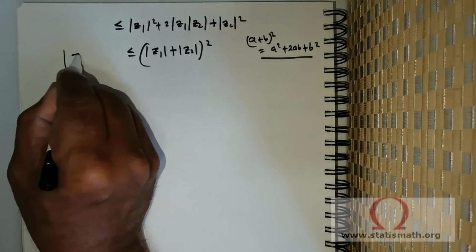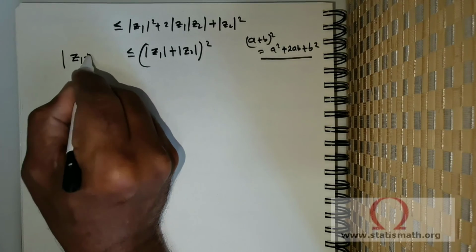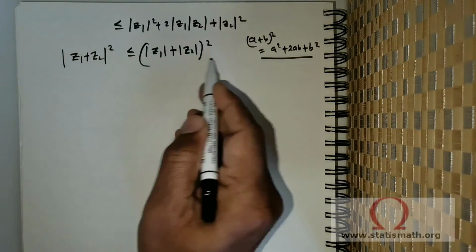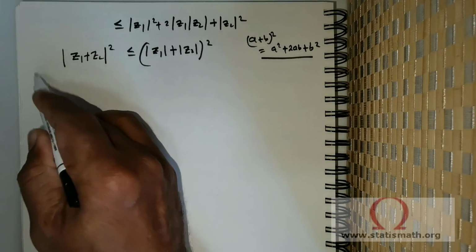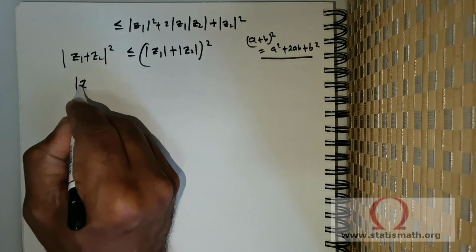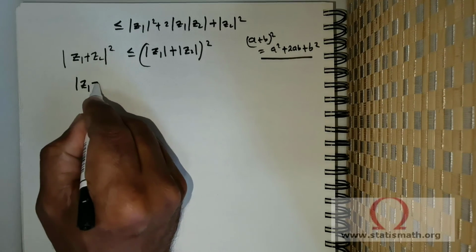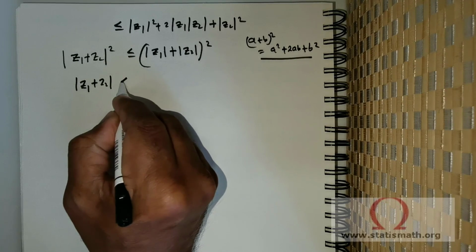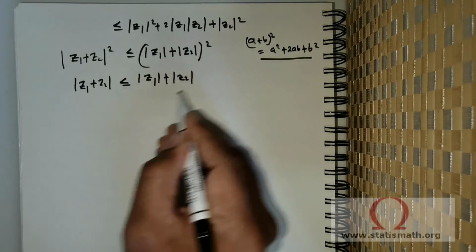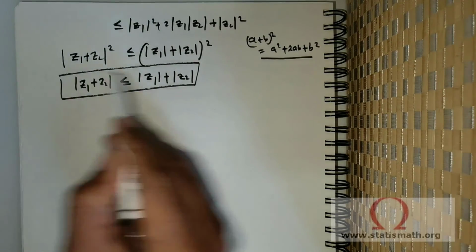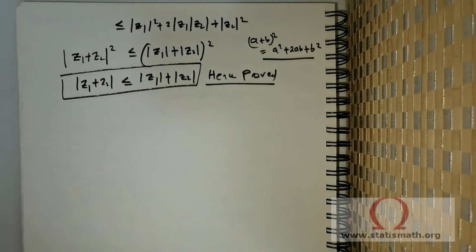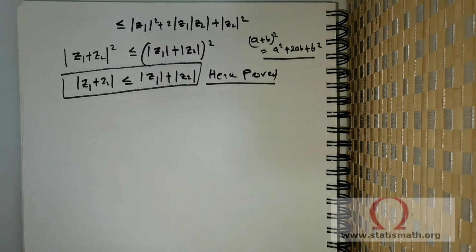On the left, we started with (modulus of z1 + modulus of z2) raised to the power 2. Now this is what we have arrived at, removing the squares on both sides, in other words, taking the square root on both sides. We would subsequently rewrite this as modulus of z1 + z2 less than or equal to modulus of z1 + modulus of z2. So we have arrived at the result. Hence the result is proved. Hence proved. Okay, so that completes the proof for the very important inequality.